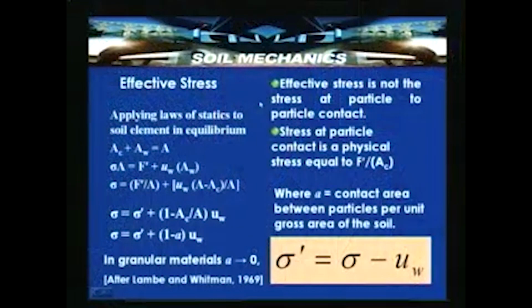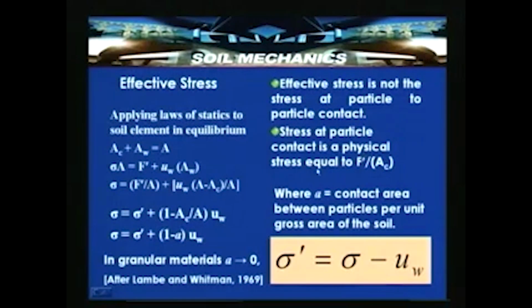If you look into this slide further, the effective stress is not the stress at particle to particle contact. That is required to be noted. This is acting over an imaginary area A, passing through pore water as well as solids as well as some contact points. The stress at particle contact is a physical stress equal to F dash by AC. It will be very, very high, because sometimes minute contact areas can induce very high contact stresses.